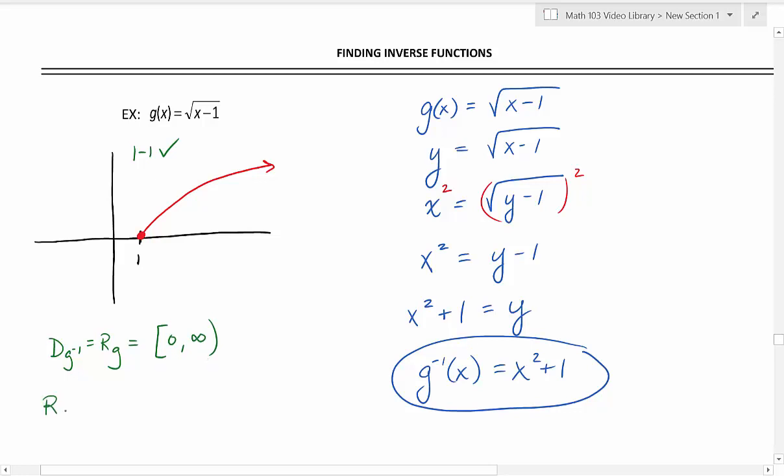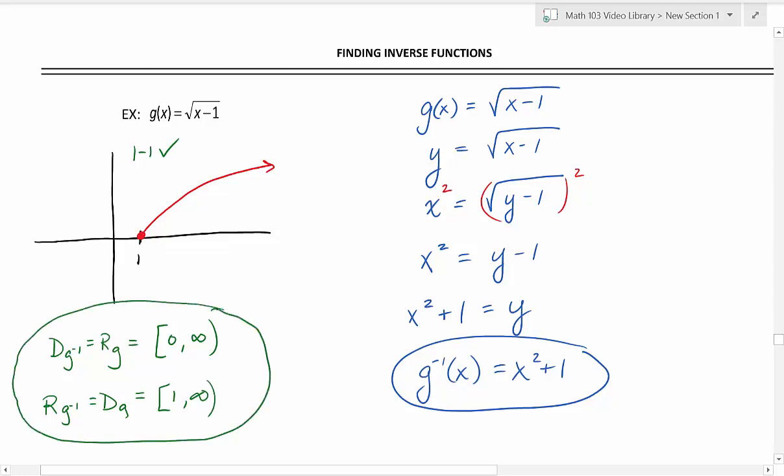Now the range of our inverse function, well, that's the same as the domain of the original. So we can take a look at the graph we drew and state the domain, and that'll give us the range of the inverse function. So our x values start and include 1 and go to positive infinity. The domain of G inverse is 0 to infinity, while the range of G inverse is 1 to infinity.